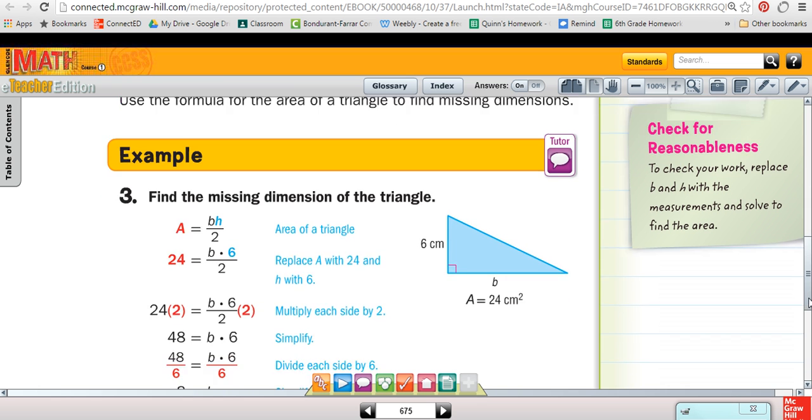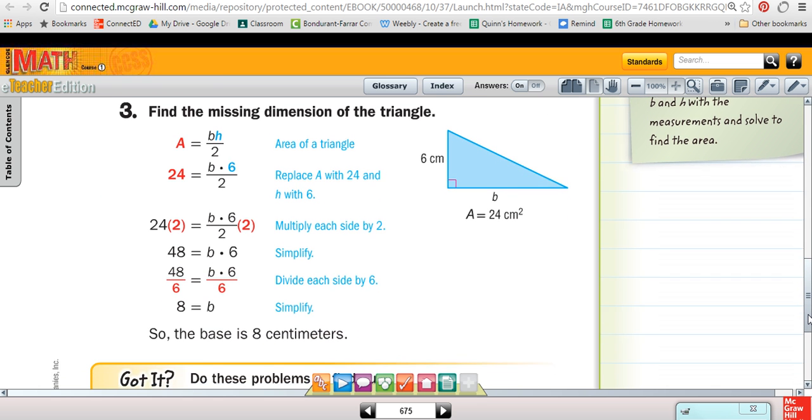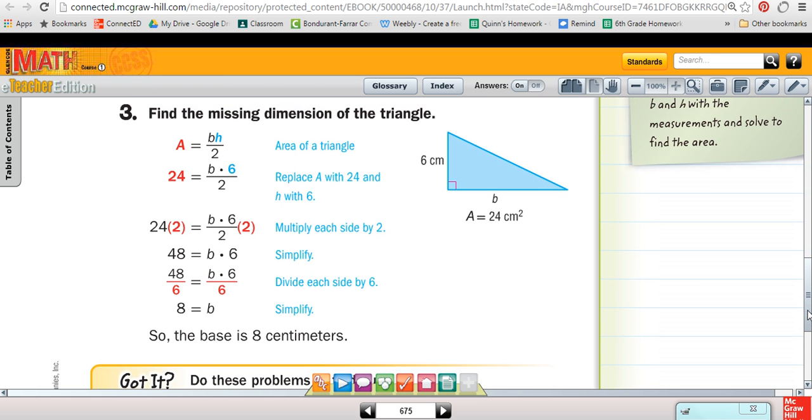Much like we did yesterday, now they're going to give me the area and one of the dimensions and they want me to find the other one. So look at number 3. I'm going to use the half base height, okay? So that's an example if you want to use the other one. I think this one's easier. So I'm still going to use half base height. My area now is going to substitute in place of A. So this is becoming 24.